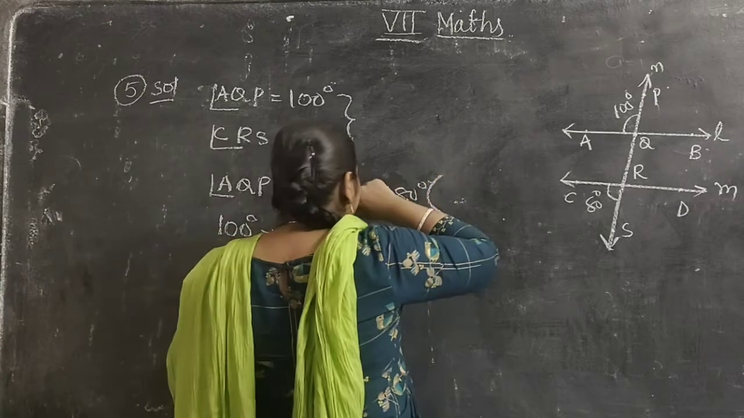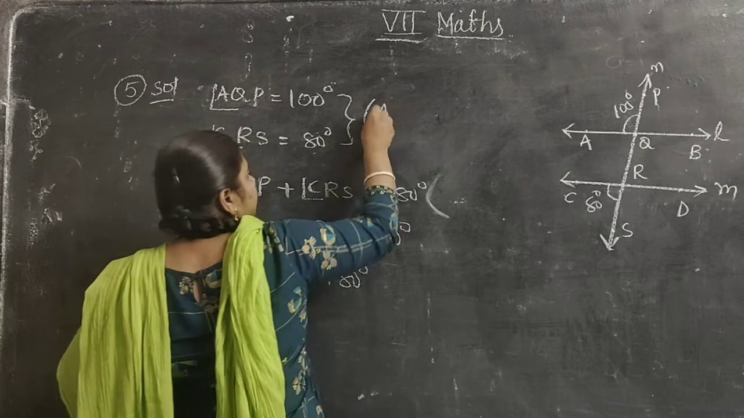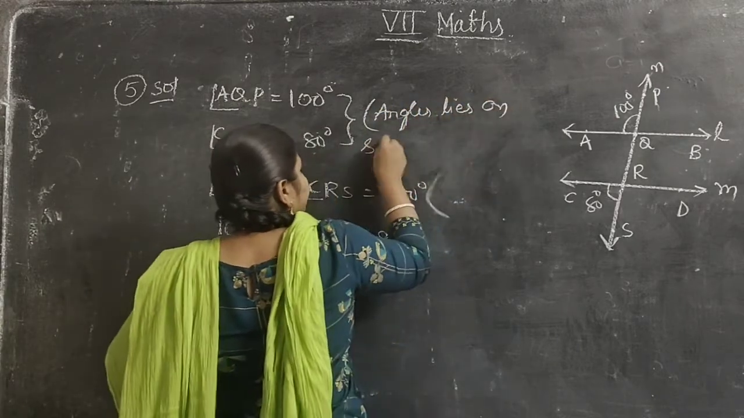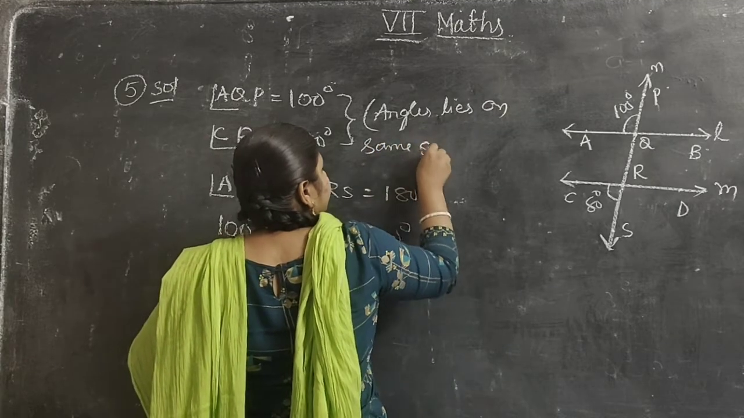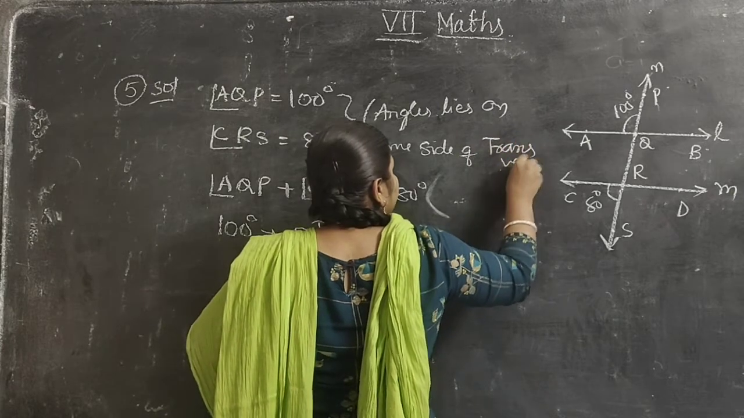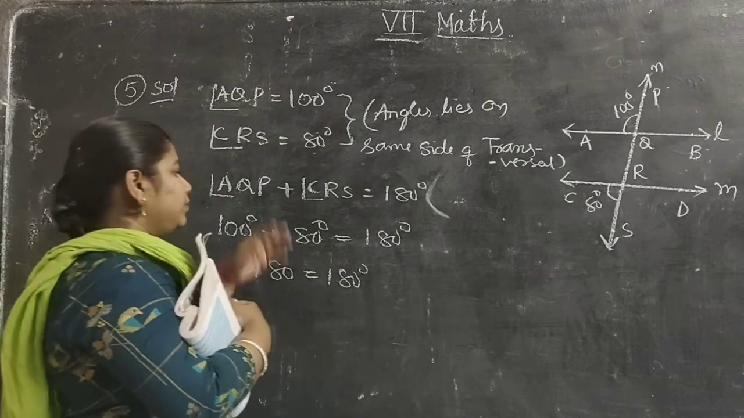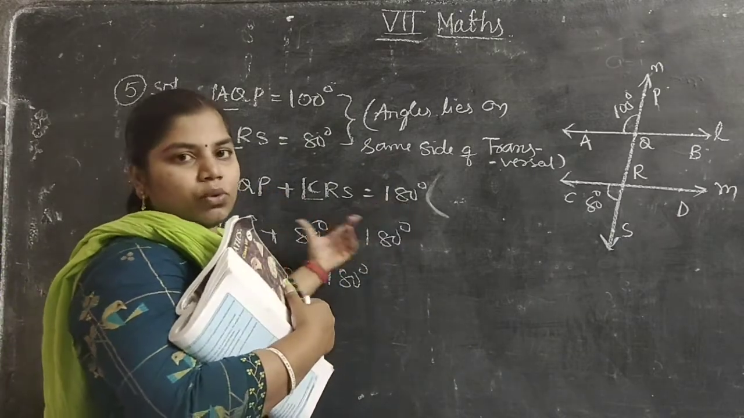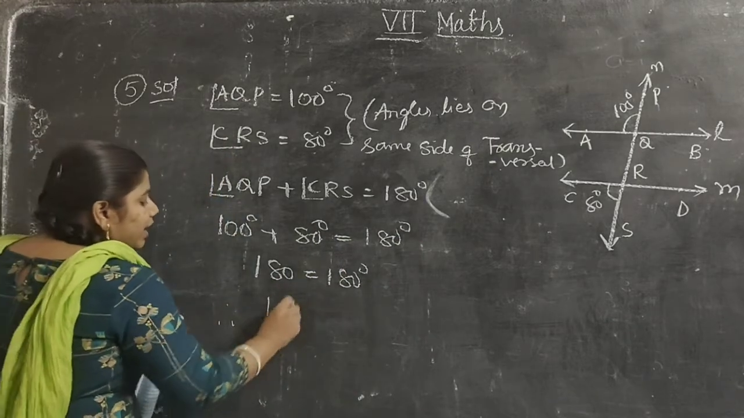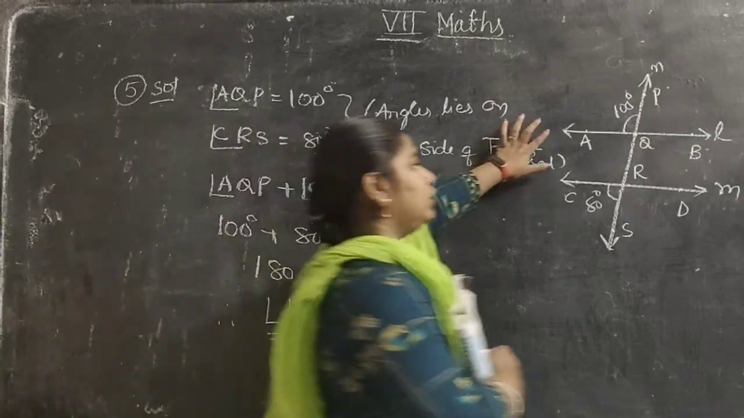Which type of angles are they? They are the angles lying on the same side of a transversal. So they should be supplementary. So if you add them, you get the supplement value, that is, the sum of the two angles is equal to 180. So we can say that therefore the L line is parallel to the M line.